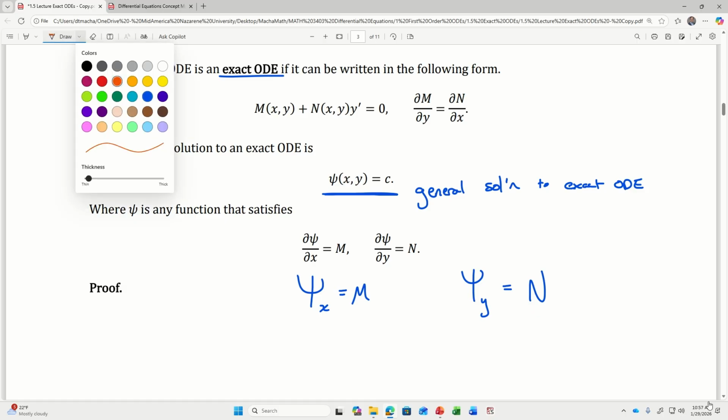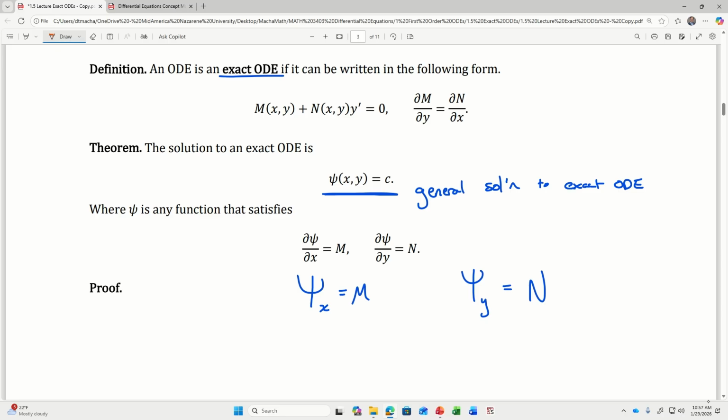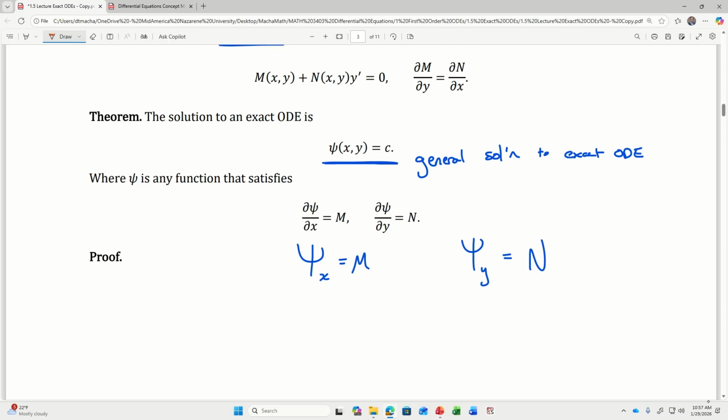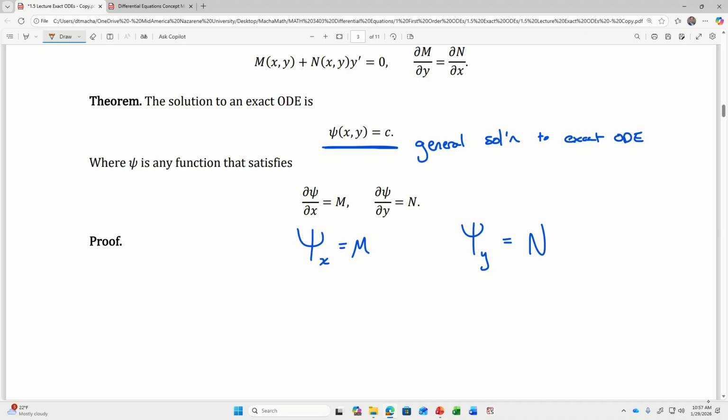So why would that be true? How could I solve any exact ODE with some function psi and setting it equal to a constant? Well, the proof here is saying, take the total derivative with respect to x. That would be the partial of psi with respect to x plus the partial of psi with respect to y times the derivative of y with respect to x.